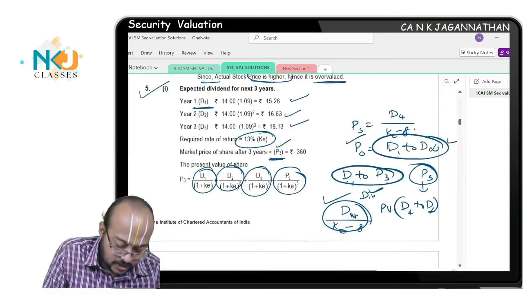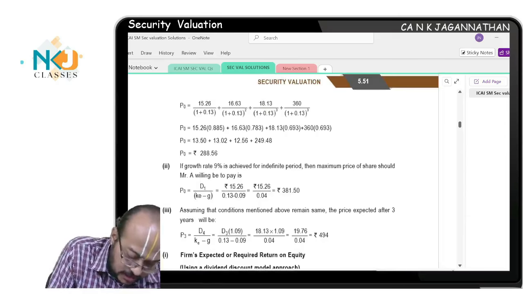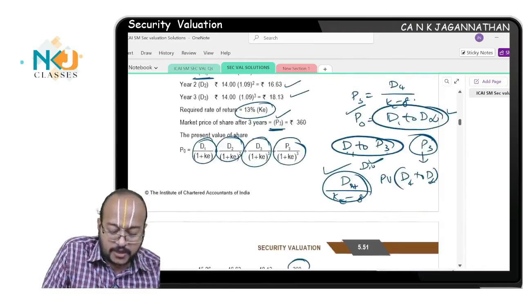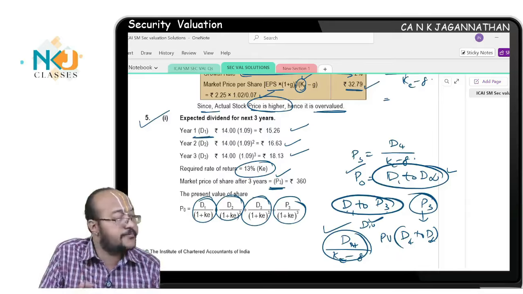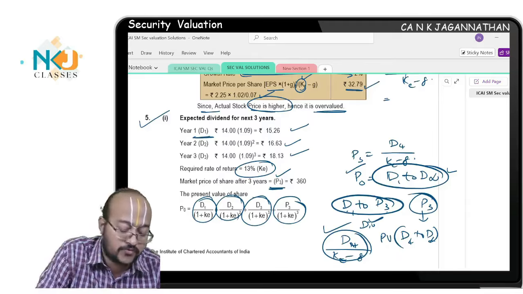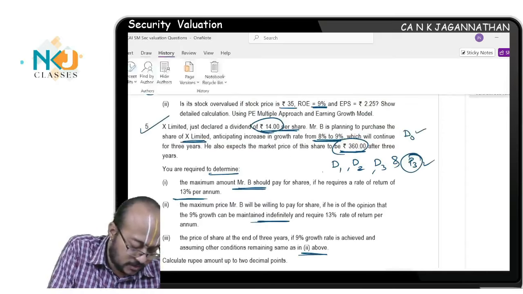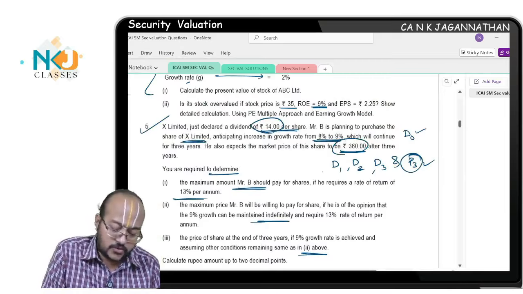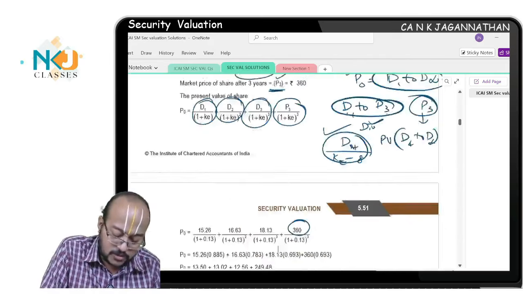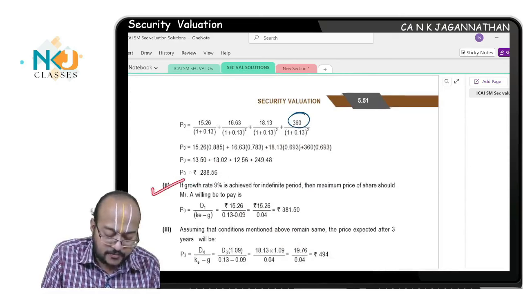P3 is nothing but D4 by KE minus G, which they found out, yes, 360. How did you find this 360? D4 by KE minus G, but whether they have asked us to compute all this, no need to find, because the market price at the end of year 3, they have given, straight away they have given. Consider that here what they have given in the question, 360 they have given. Can you see this 360? Yeah, the 360 is nothing but P3. Okay, all this if you discount, you will get the fair value of the share as how much? 288.56.